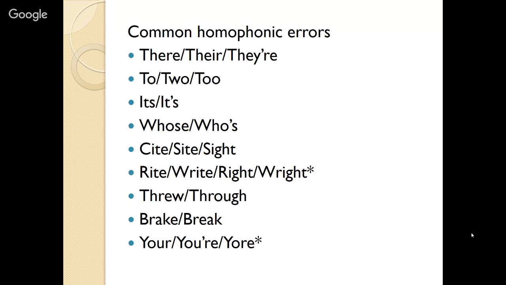So in the case of cite, C-I-T-E would have been pronounced kita originally. That means citing a source or a citation. Site, S-I-T-E, sita, means a place, a site, a website, for example. And then S-I-G-H-T, or sit, as it was originally pronounced, refers to vision.